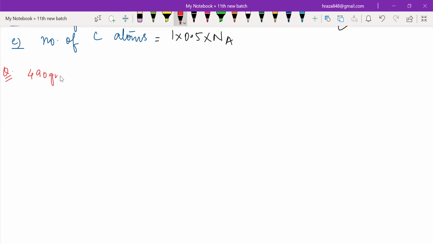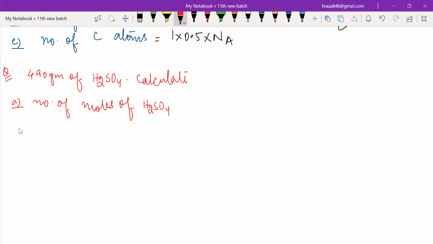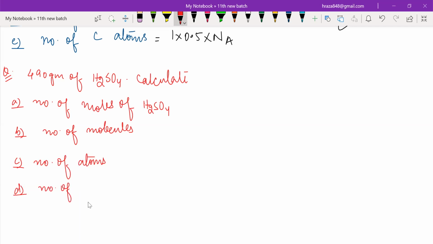See, 490 gram of H2SO4. Calculate number of moles of H2SO4, number of molecules, number of atoms, number of atoms of hydrogen, number of atoms of sulfur, and the last one is number of atoms of oxygen.